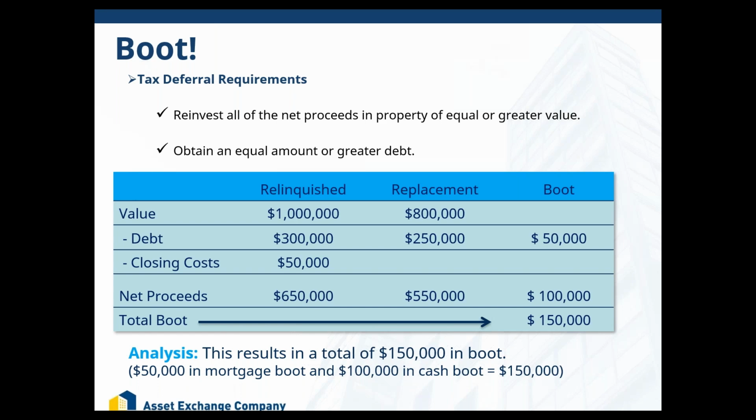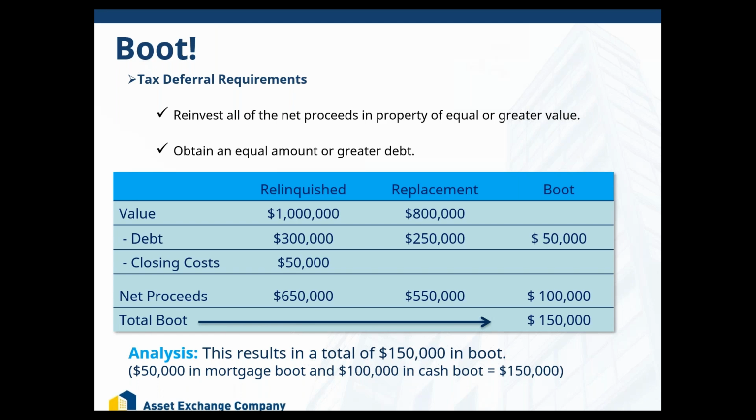But by only getting a loan for $250,000, what just happened? They actually went down in debt by $50,000, right? Because the loan that they paid off, that payoff amount, was $300,000, and the replacement loan was $250,000. So they actually acquired $50,000 less debt. They're also going to be subject to taxes on that amount, right? That amount is referred to as mortgage boot. So there's two types of boot: there's mortgage boot and there's cash boot.